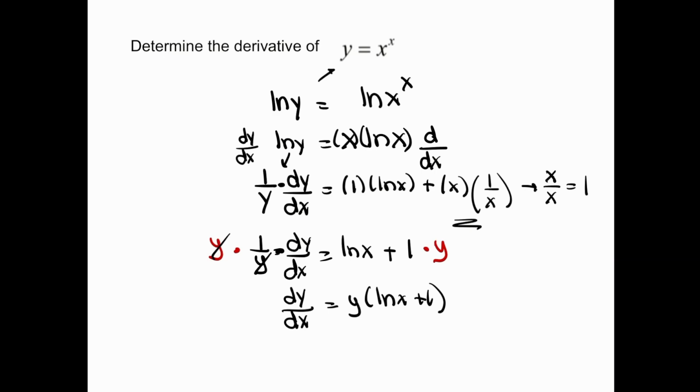Now, remember back to way up here, we know that y is equal to x raised to the power of x. So we can now substitute that back in for our y value. So we end up with the derivative of y equals x to the power of x times ln x plus 1. So that's the most simple case of this. We're going to take a look at a couple of examples, and I'm going to show you how we can use this to make regular product rule and quotient rule a little bit easier.